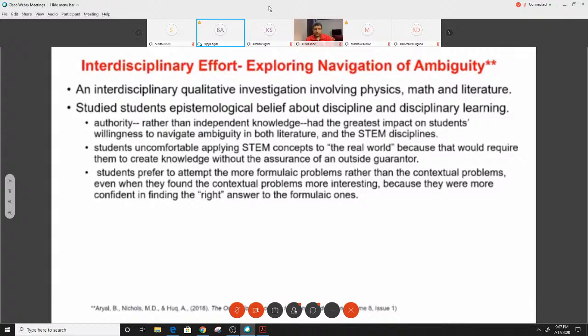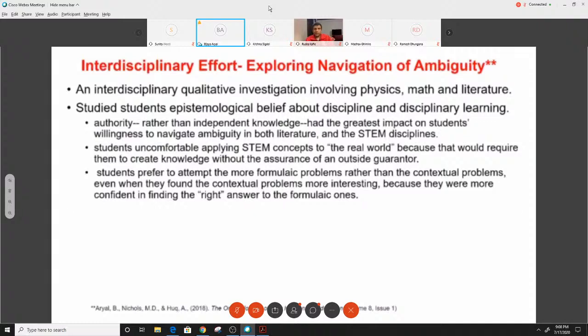They are uncomfortable applying STEM concepts to other areas. They always need some authority, an outside guarantor. They also want to apply more formulaic problems because, yes, contextual problems are interesting, but they are uncomfortable doing those kinds of problems. From experts' point of view, we thought context helped them navigate the ambiguity, but we found the opposite. Context doesn't help them navigate the ambiguity, but confuses them even more.